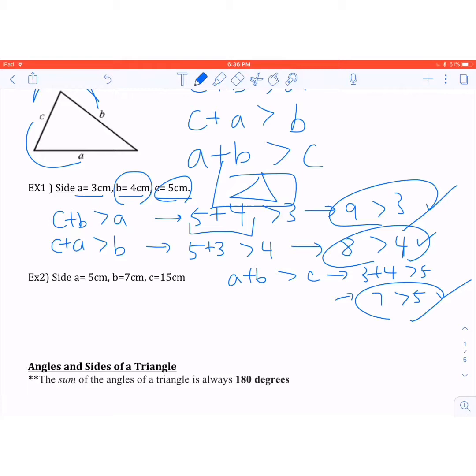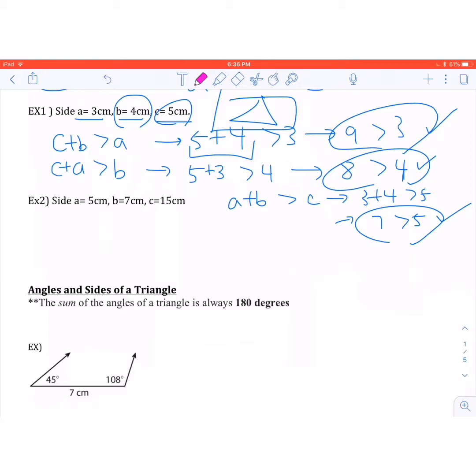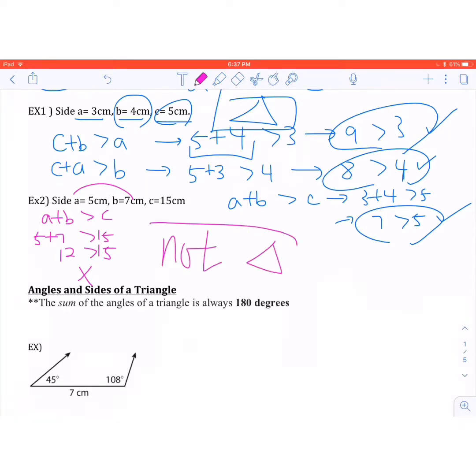Example 2. Let's do the same thing. Let me change the color quickly. Let's say I were to add A and B together and it has to be greater than C. A plus B is 5 plus 7 is greater than 15. 12 is greater than 15. Is that true? Is 12 greater than 15? That is not true. So because A and B added together is shorter than C, we are not going to be able to form a triangle. So it is not a triangle. You cannot draw a triangle with the lengths of 5, 7, and 15.